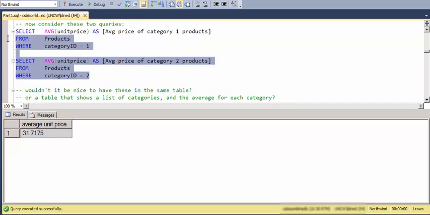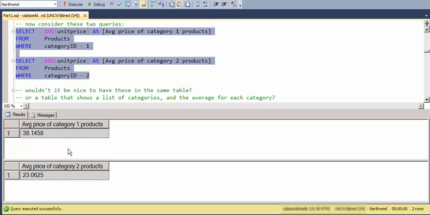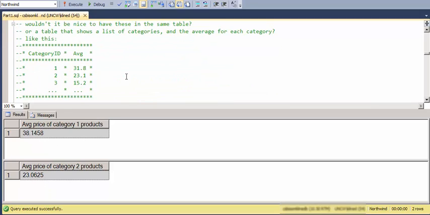Now, consider these two queries that I'm running together. The top query is getting the average price of the category 1 products, and the second one is getting the category 2 products. So I'm calculating these for each category. And of course, with 57 categories, I'd have 57 queries, and I'd have 57 tables with one cell in each of those tables. But it sure would be nice if I could get it all into one table and have something that looks a little bit like this.